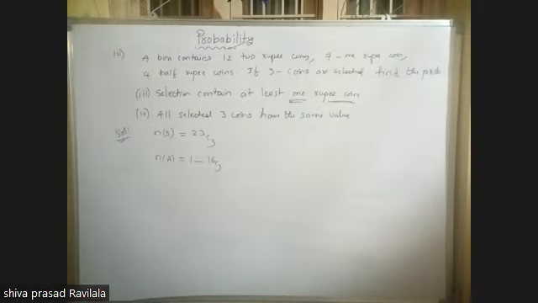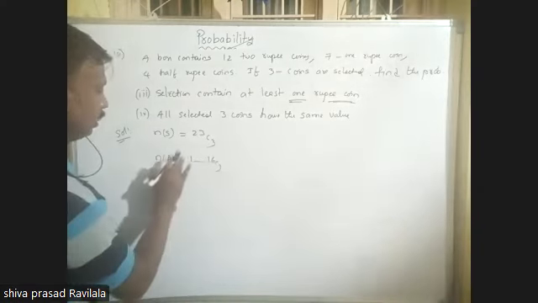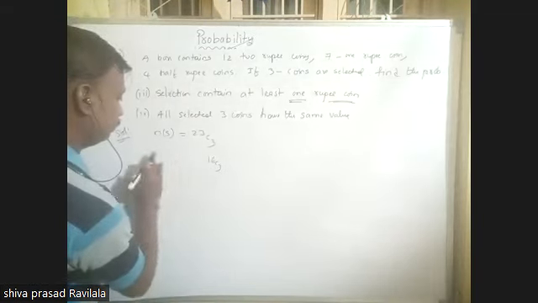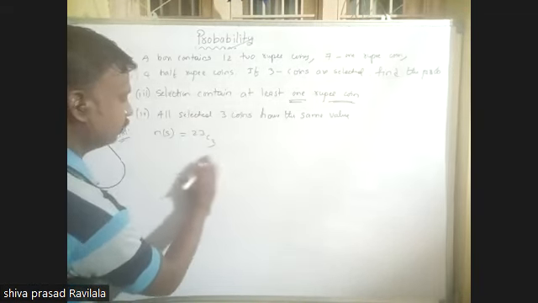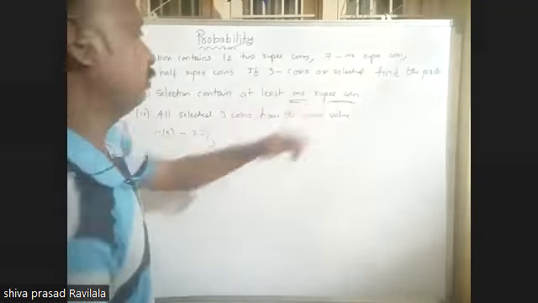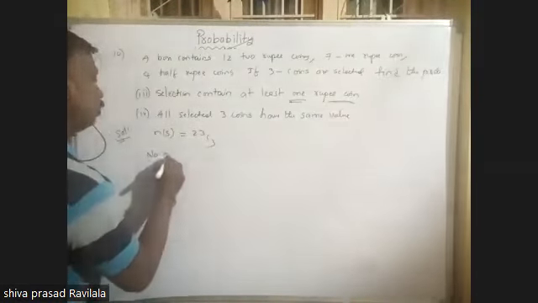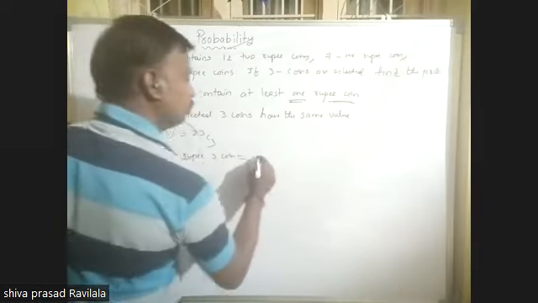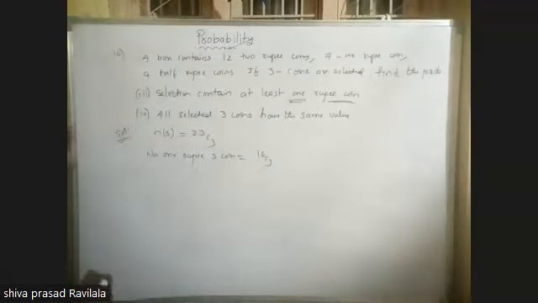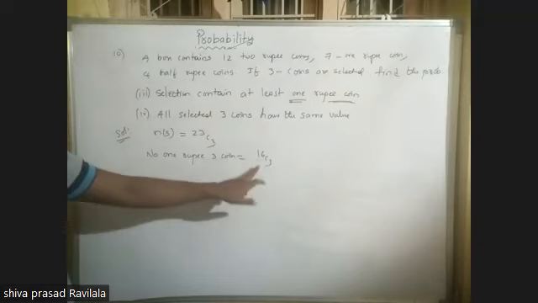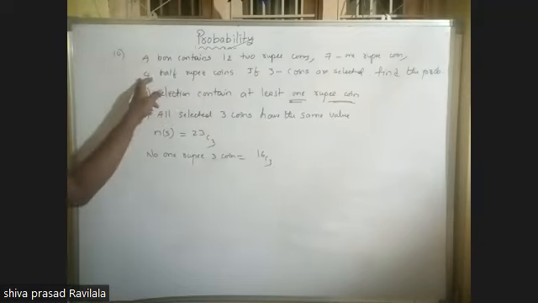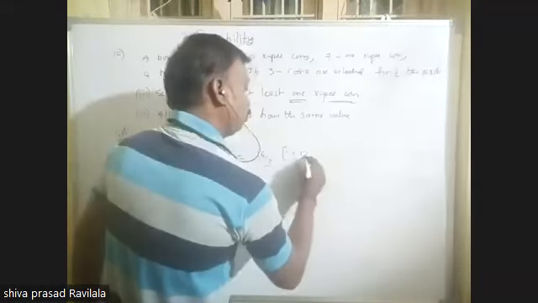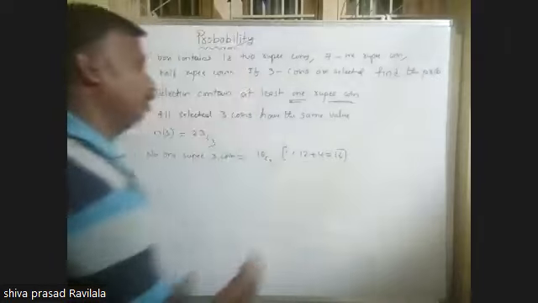I am taking coins other than the 1 rupee coin. Actually, write it down not like this, one second. The question is, selection contains at least 1 rupee coin. I am taking no 1 rupee coin, so no 1 rupee 3 coins. That is equal to 16C3. In this no 1 rupee case, I am taking the 3 coins from 12 plus 4, since 12 plus 4 is equal to 16.